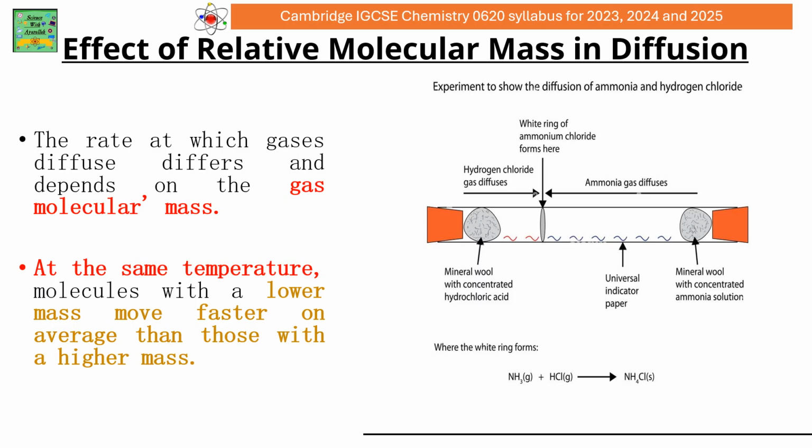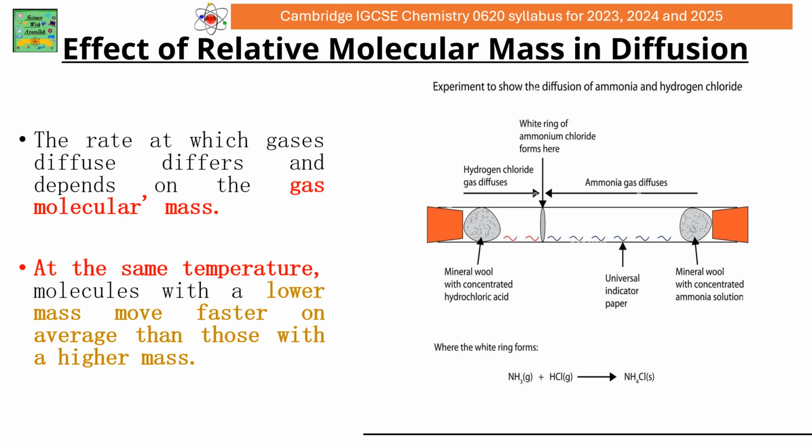Effect of relative molecular mass on diffusion. The rate at which gases diffuse differs and depends on the gas molecular mass. Not all gases diffuse at the same rate. The speed at which a gas diffuses depends on the mass of the particles involved. At the same temperature, molecules that have lower mass move on average faster than those with a higher mass.